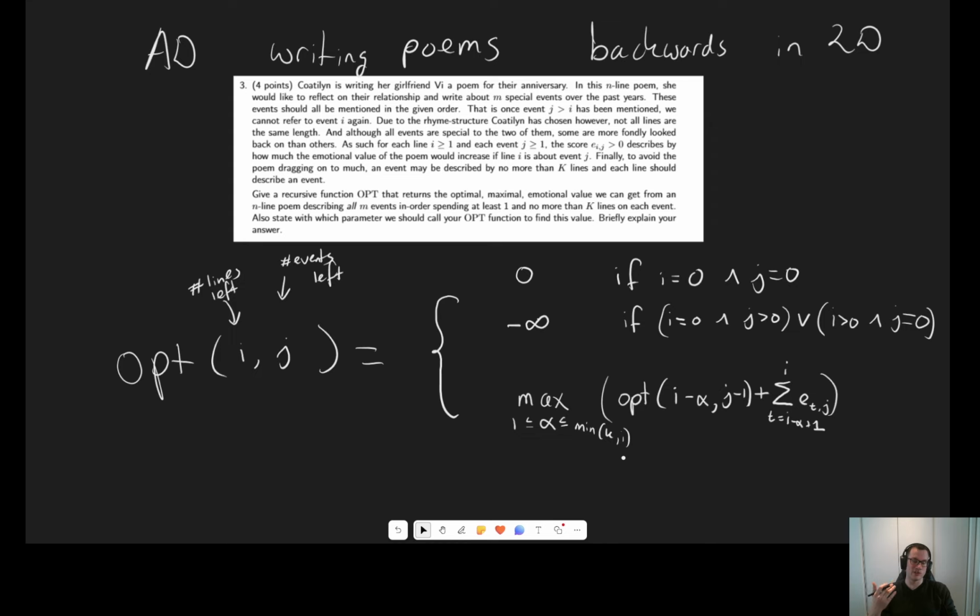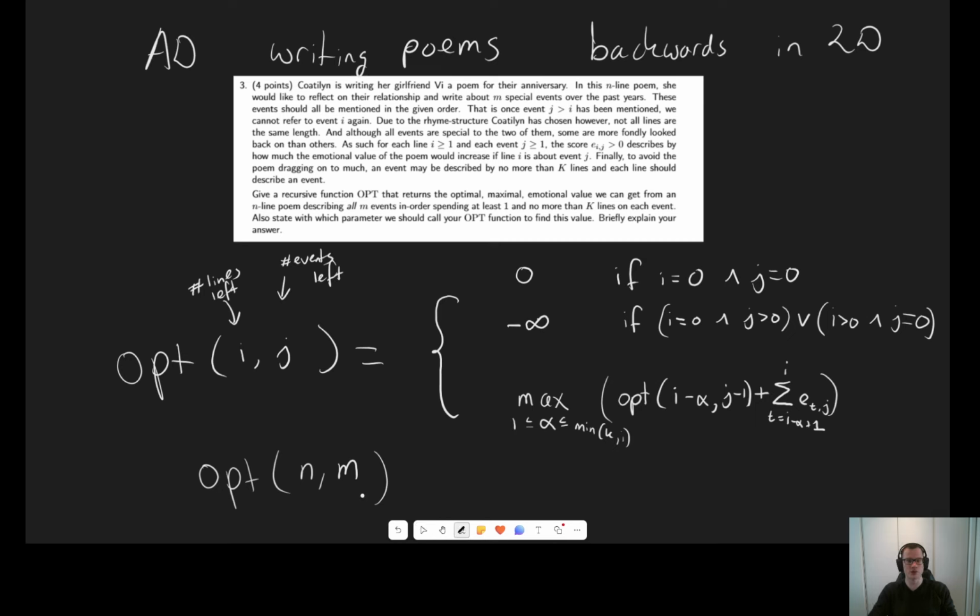Of course, we still need to talk about what we call this function with. It's not like I recorded the video for this problem earlier where I totally forgot to do that. So let's talk about it here. Well, at the start, we have n lines left and we have m events left. So we call those opt n m. And there we go. This is a way to solve this problem, reasoning backwards.